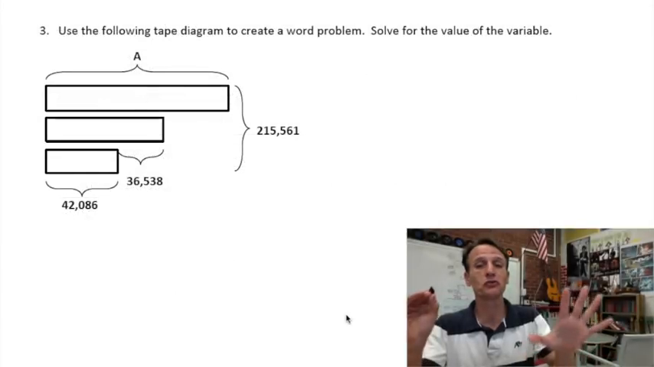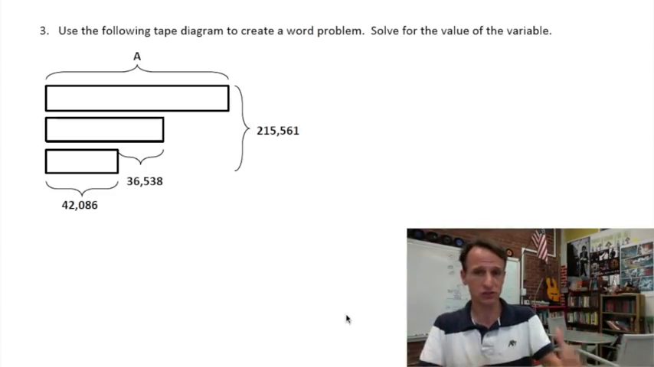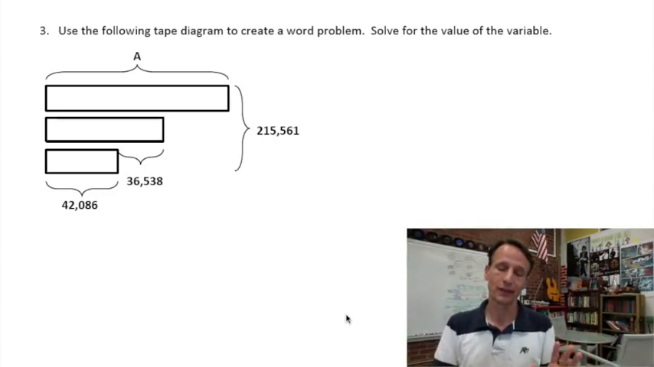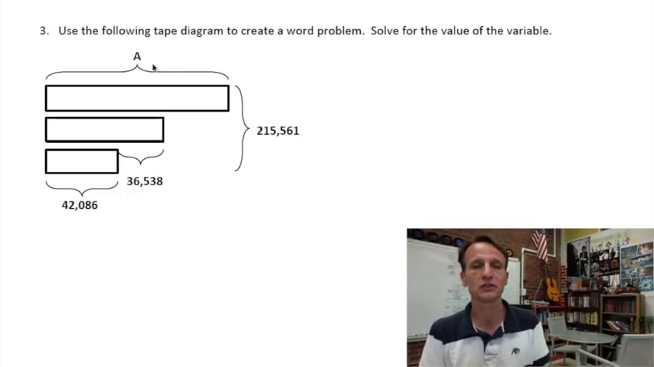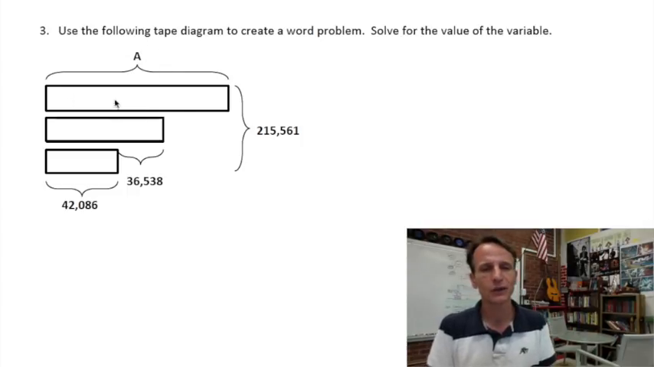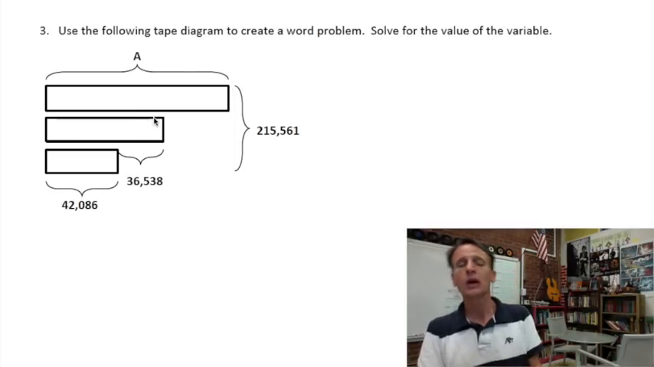All right, don't freak out. I know they're giving you just like, what? This picture and nothing? Okay, we can do this. Don't worry. Use the following tape diagram to create a word problem, and we will solve for the value of the variable. So important thing here, notice first, is what are we trying to solve for? Okay, well, we have 3 things, whatever they are, and we're given the total of the 3 things, and we want to solve for the first one.